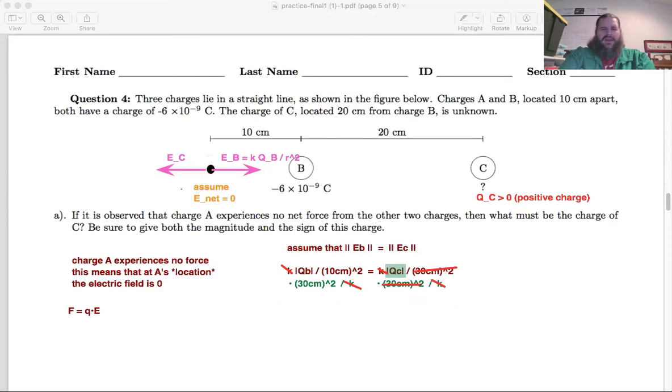So that means the absolute value of charge C is the same as the absolute value of charge B times 9. C is going to be 9 times as much charge as B because it's 3 times as far away and the distance gets squared. So 3 times as far away means you need 9 times as much charge to balance it out. So that's where the 9 comes in this case. So we can just take charge B, multiply by 9, and make it positive instead of negative, and that'll be charge C.